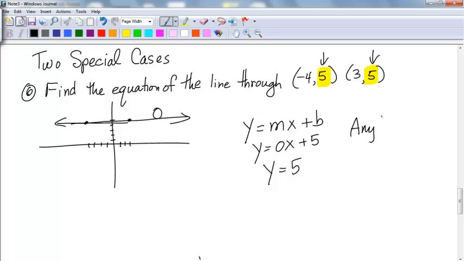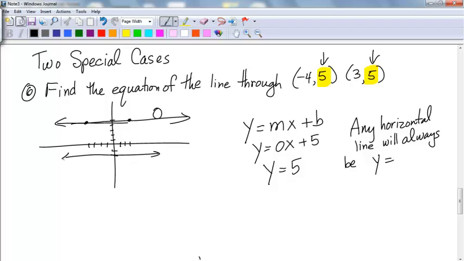Any horizontal line is a special case. Any horizontal line will always be y equals whatever number it crosses at. If it crossed down here at -2, then that line would be y equals -2. If it crossed up here at +3, that line would be y equals 3. You don't have to go through figuring the slope. You already know what it is.